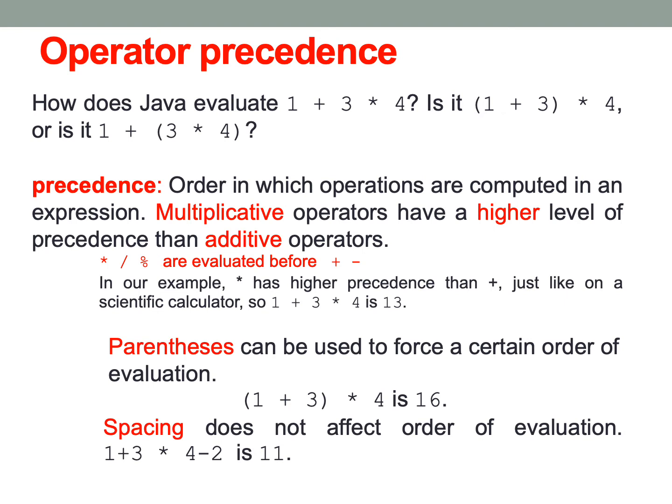To force a certain order of evaluation, parentheses can be used. For example, 1 plus 3 in parentheses times 4 is 16. Spacing does not affect order of evaluation. It is only a matter of style and readability. For example, if we have 1 plus 3 space times space 4 minus 2, it will still do 3 times 4 first because multiplication has higher priority than addition or subtraction.